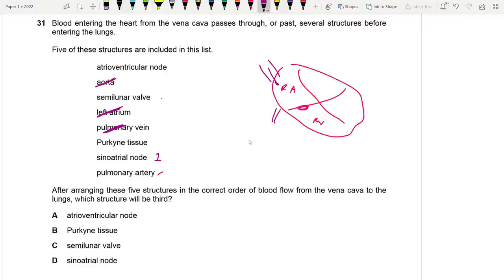What's next? As we pass through the tricuspid valve, just over here in the septal wall, you know there's another node, that's the atrioventricular node, right? Followed by that, in the ventricular septum, what do we have? We have the Purkinje tissue. So this is number 3. Followed by the semilunar valve, and then the pulmonary artery. This was the pattern. So at 3, we have Purkinje tissue. So the answer is B. 31 is B.